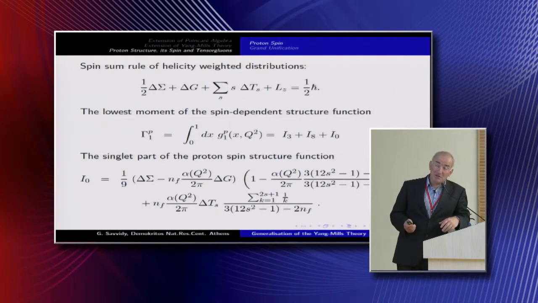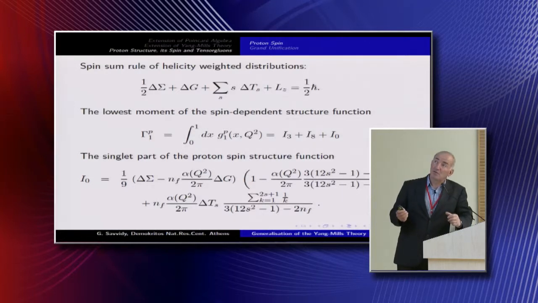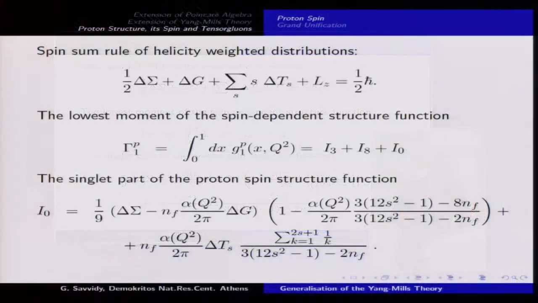So there is another question. If inside the proton there are additional tensor gluons, then the formula for the spin sum rule should be modified. So we have this delta sigma, the contribution of quarks. This is the contribution of polarized gluons. If the gluons are polarized, they also contribute to the spin. There is, of course, the orbital momentum, but if there are tensor gluons, then there should be some part associated with the tensor gluons.